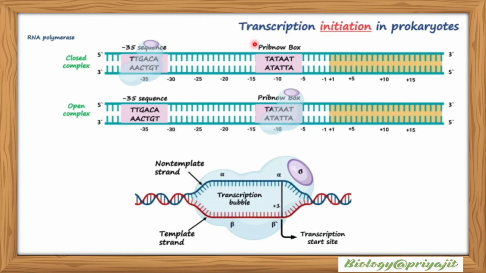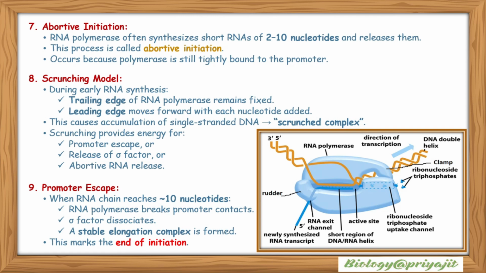So this is the transcription initiation process in prokaryotes. This is the transcription start site. It is designated as +1. The two alpha subunits, one beta, one beta prime, one sigma and one omega subunit are there in the RNA polymerase enzyme, and it forms a transcription bubble. There is a Pribnow box or -10 sequence where RNA polymerase binds, and this is the -35 region. RNA polymerase binds there also. So this is the formation of the closed complex, and this is the formation of the open complex when RNA polymerase binds the Pribnow box.